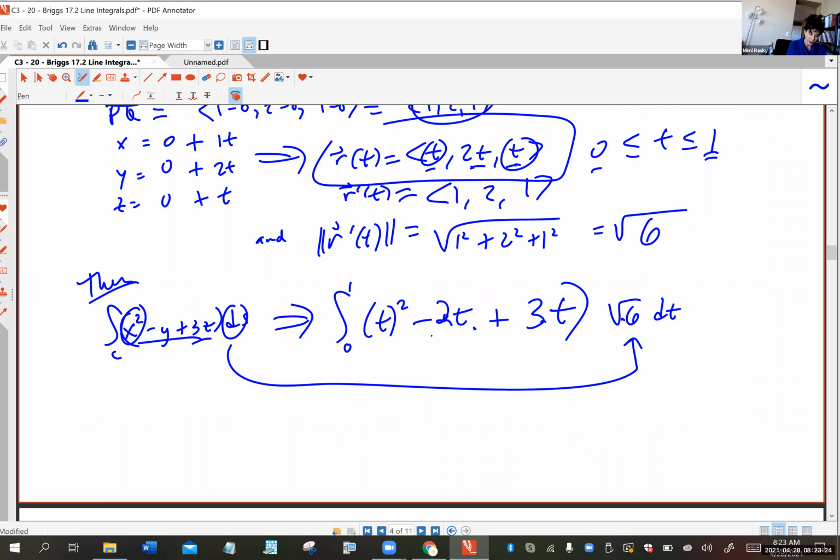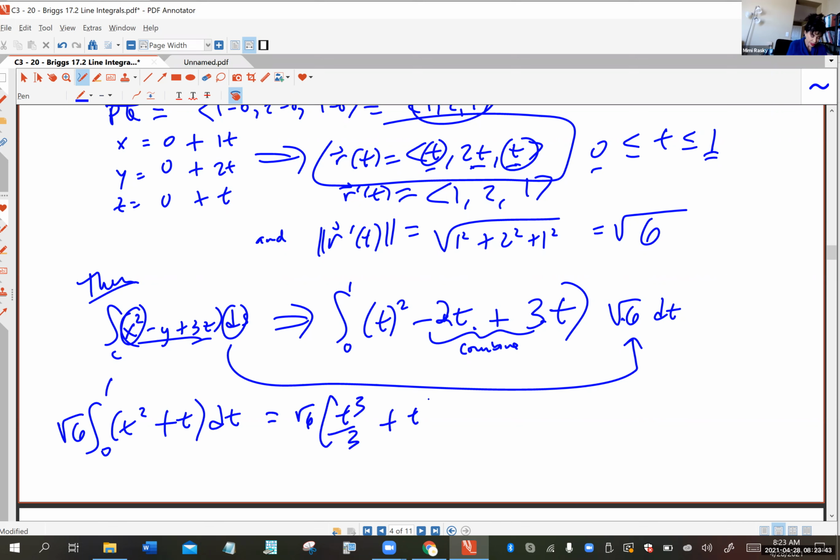So this is what we are integrating here, and this is an easy integral that any Calc 1 person could do. I'm going to just combine like terms before I integrate, just because it makes it look a little cleaner. So I'm really only integrating t squared plus t, and I'm going to pull the square root of 6 out front since it's a constant multiple, and then I'll have an antiderivative here going from 0 to 1. Okay, and then my final answer is 5 square root of 6 over 6.